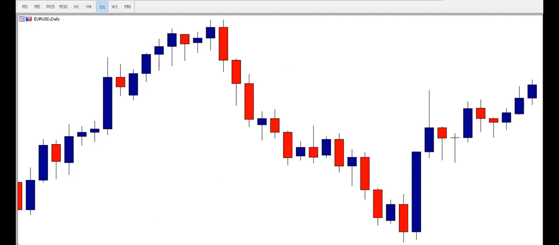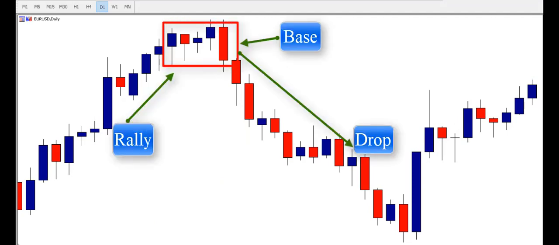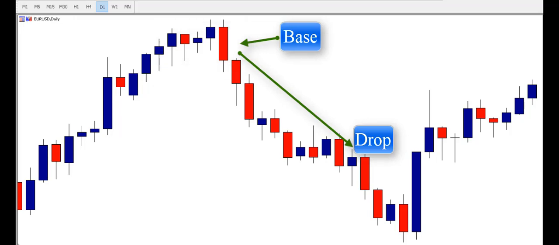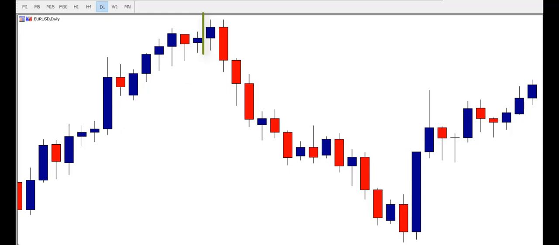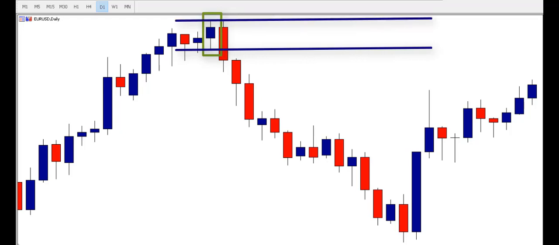This is the Euro-US dollar daily chart. This is a clear supply zone. As you can see, this is a rally base drop. The basing candle is this one. This is the last candle that was formed before this strong move down. So we draw the proximal line that covers the lower shadows of the basing candle and the distal line at the upper shadow. So here we have a clear supply zone.